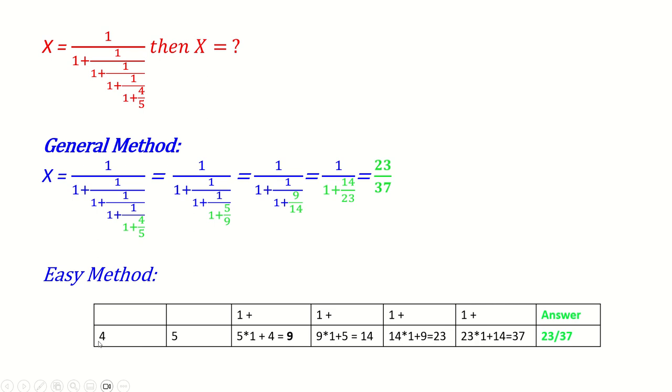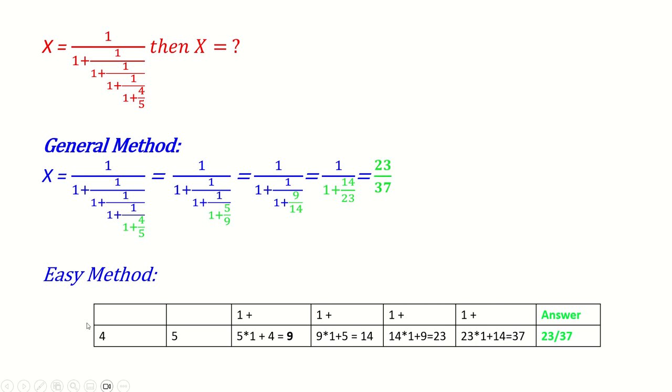Now how to solve this problem? You have 4 and 5. So this 5 you multiply with 1, 5 into 1, and there is a plus here, so plus the previous number, that is 4, which is nothing but 9. Now 9 into 1 plus the previous number, which is 5, since after 4 it is 5, gives 14. Then 14 into 1 plus 9 gives the third number, which is 23. And the last one is 23 into 1 plus 14, which is 37.